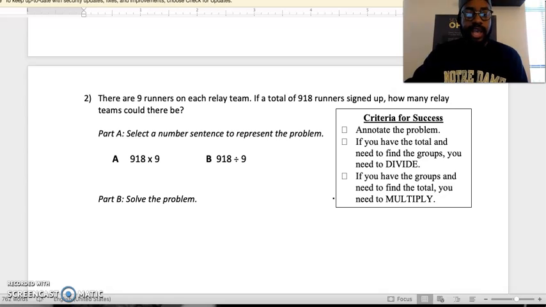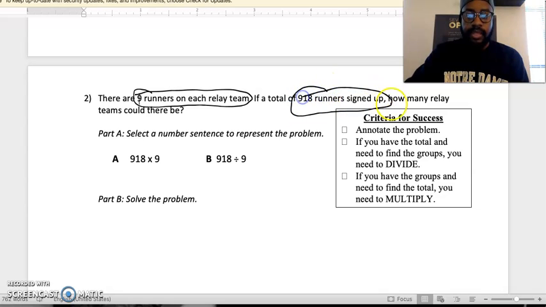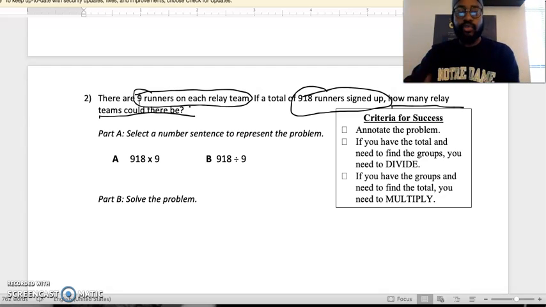First thing I'm going to do is annotate. So it's 9 runners on a team. There are 918 runners that signed up. And then my question is, how many teams could there be? So I need to think about, do I have the total number of what I'm looking for, or do I have the group of what I'm looking for? So I'm looking for how many teams can there be. That means I have to find a group.